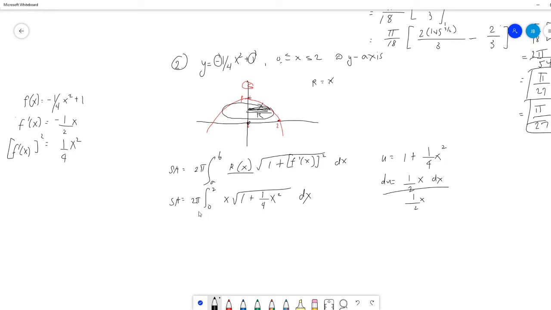Okay, let's try to change our limit once again because we are now going to integrate it in terms of u. So, say our x, or at x is 0, so that's 1 plus 0. So, our new limit would now be 1. Then at x is 2, our new limit is 2 times 2, that's 4. 4 divided 4, that's 1. 1 plus 1, 2. So therefore, our new limit is from 1 to 2.